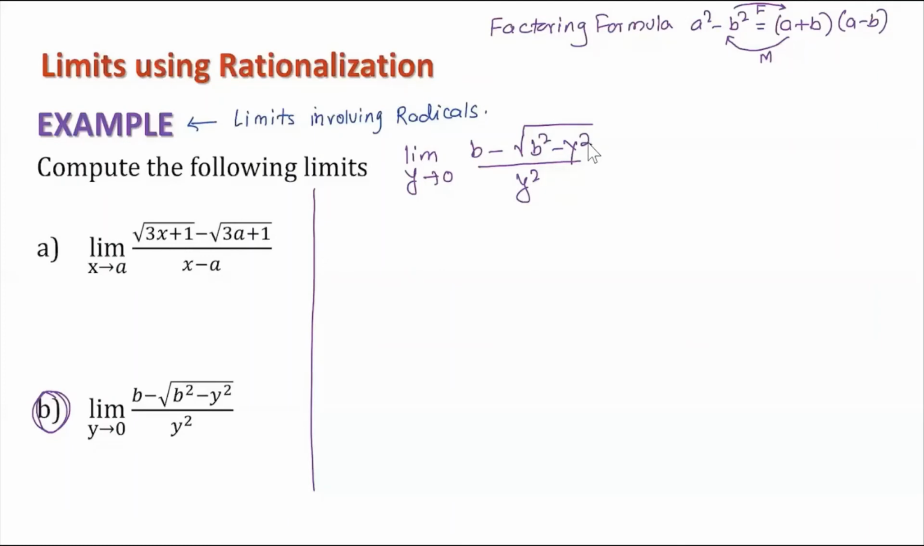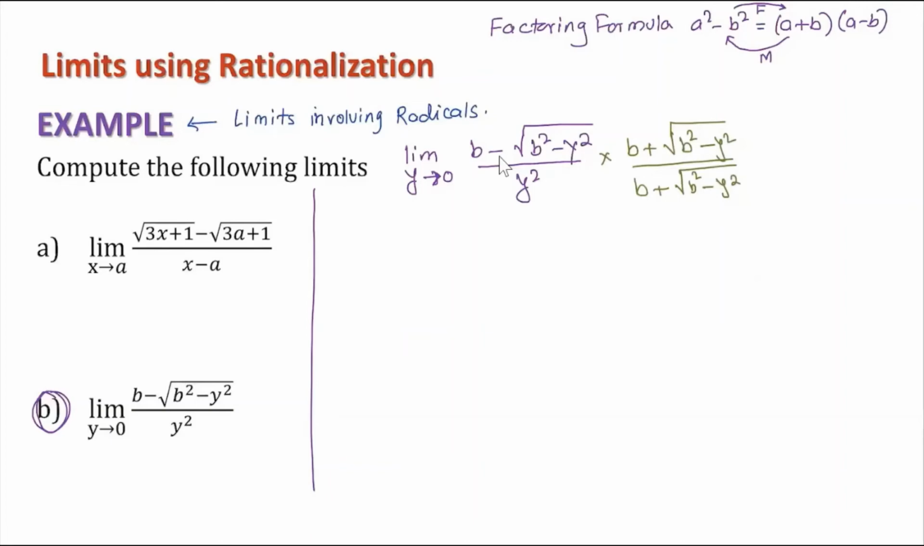First step, we'll try to do the direct substitution. If you try to plug in y equal to 0, you can see that the denominator will be 0. You cannot have 0 in the denominator. So what you'll do is rationalize by multiplying both numerator and denominator by the conjugate of this radical. Here we have b minus, so we'll do b plus the square root of b squared minus y squared, over b plus the square root of b squared minus y squared. So that is the first step. You have to rationalize the radical.